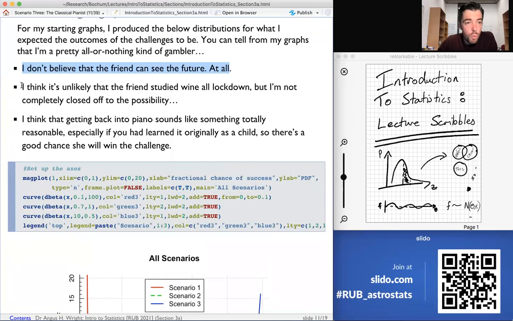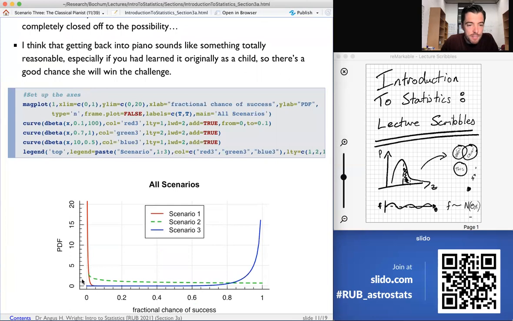For the wine drinker, I think it's probably unlikely that our friend spent lockdown learning how to be a sommelier. But I'm not completely closed off to the probability that he might have. And so I've given him a very, very slight uptick in probability mass at 0 probability, but a non-zero probability at 1. So I'm giving him a chance. I'm saying that, look, it might happen, but I'm not thinking that it's the likeliest outcome.